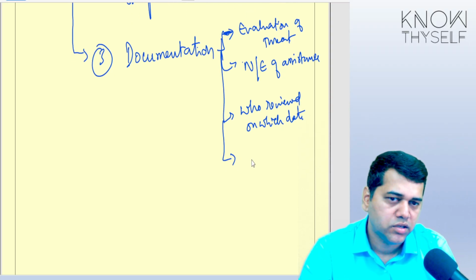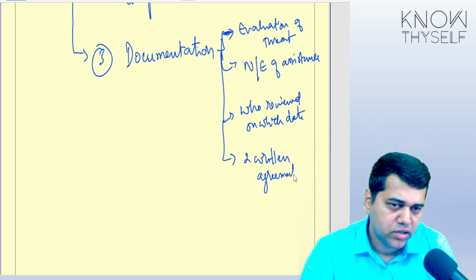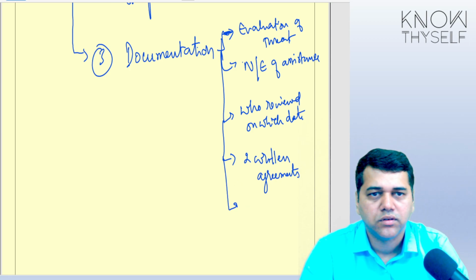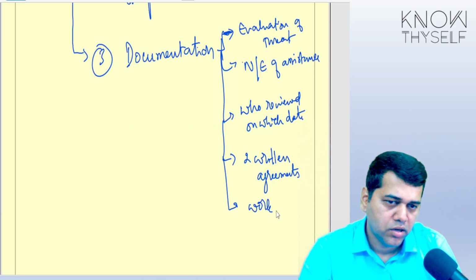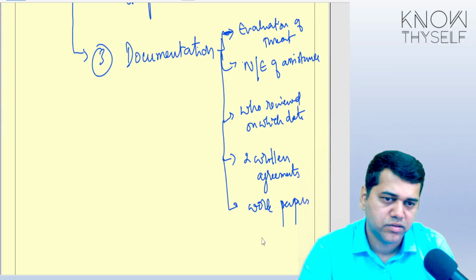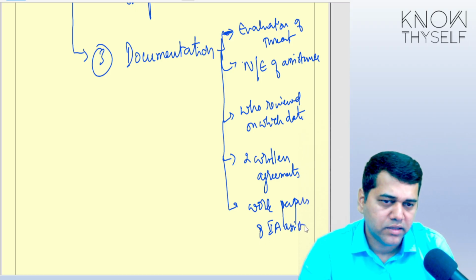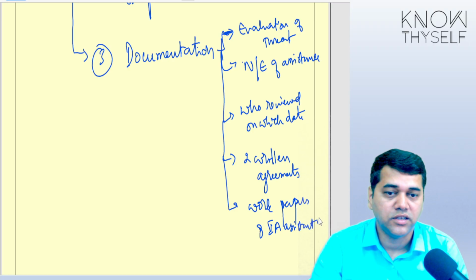Fourth, the written agreements. And fifth, work papers of the internal audit assistant. These are all the things you are going to document.